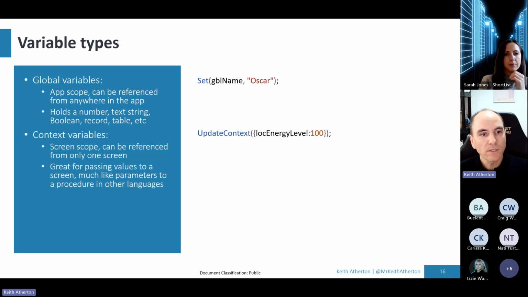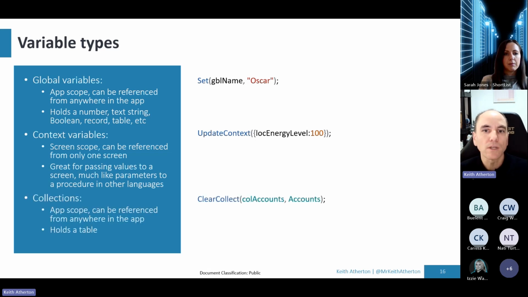Another option is context variables. The example right there with update context, setting local energy level to 100. Now these have got a screen scope and can be referenced from only one screen. So the benefit with that is that we're storing the memory usage of that with the screen instead of holding everything globally that gets carried everywhere throughout the app. So it's more performant than overloading this heap, this global memory, if we don't need to.